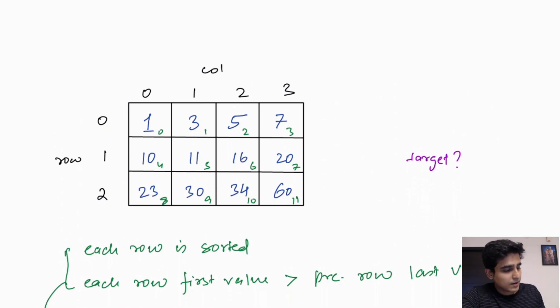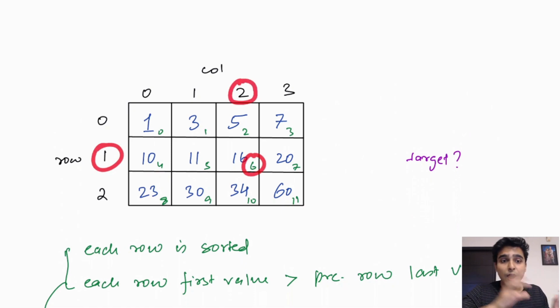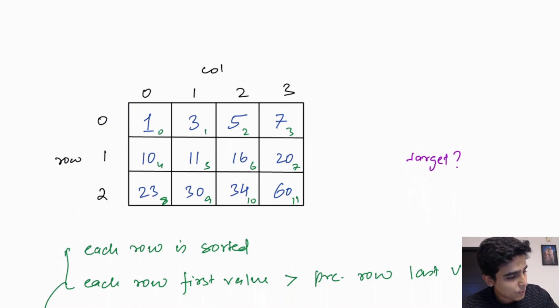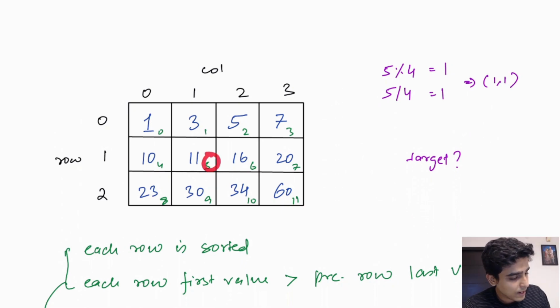Okay, but let's look at this 6. 6 should map to row 1 and column 2. Now we will need some modular operations here. For example, what is 5 modulo 4? 5 modulo 4 is 1, and what is 5 divided by 4, the integer division? It is 1. So I can say 1 comma 1. Is 5 at 1 comma 1? Yes, it is at the first row and first column. Now let's see another index.